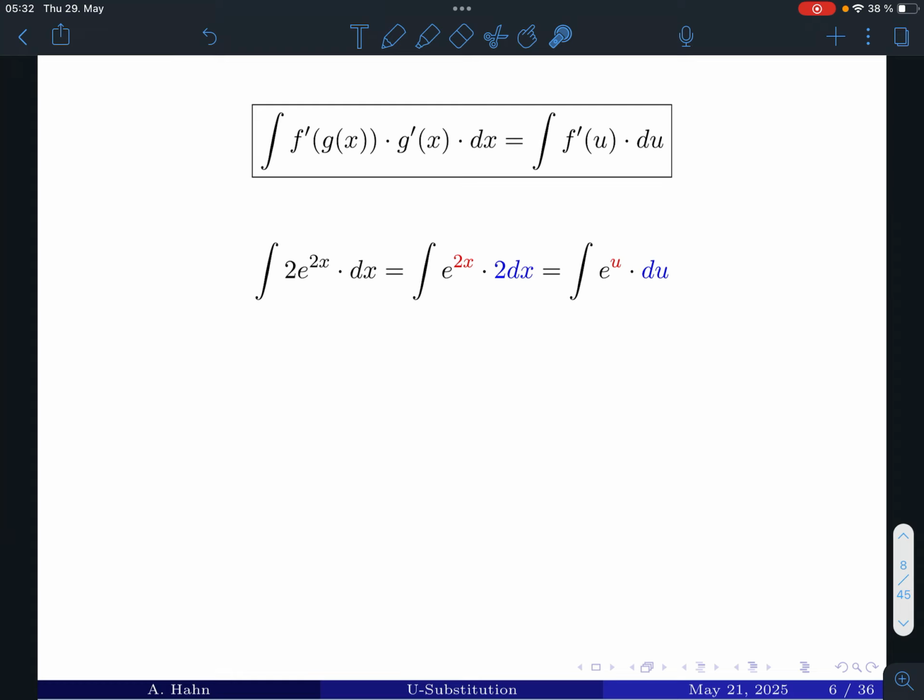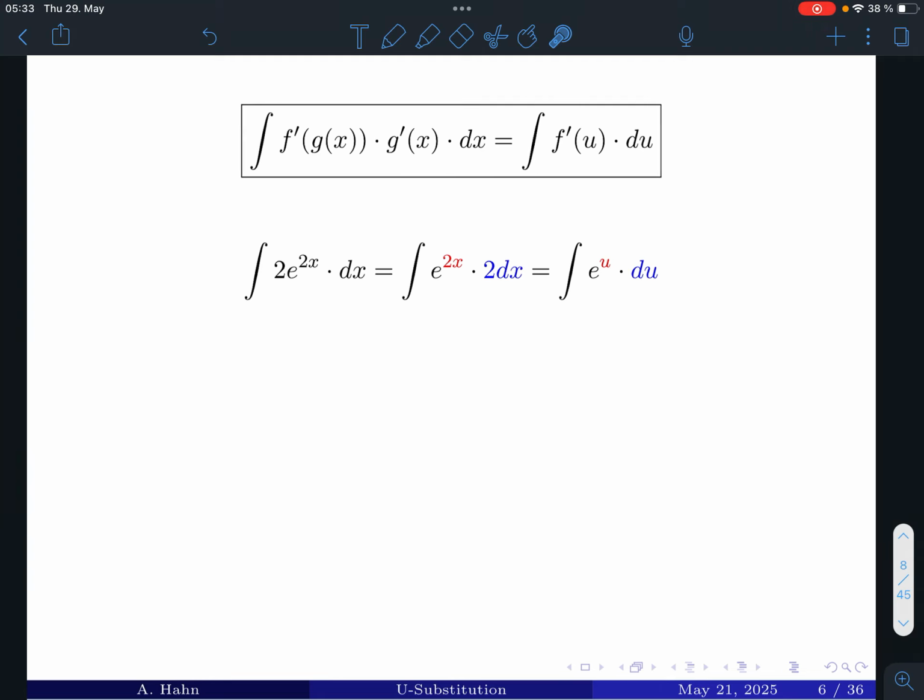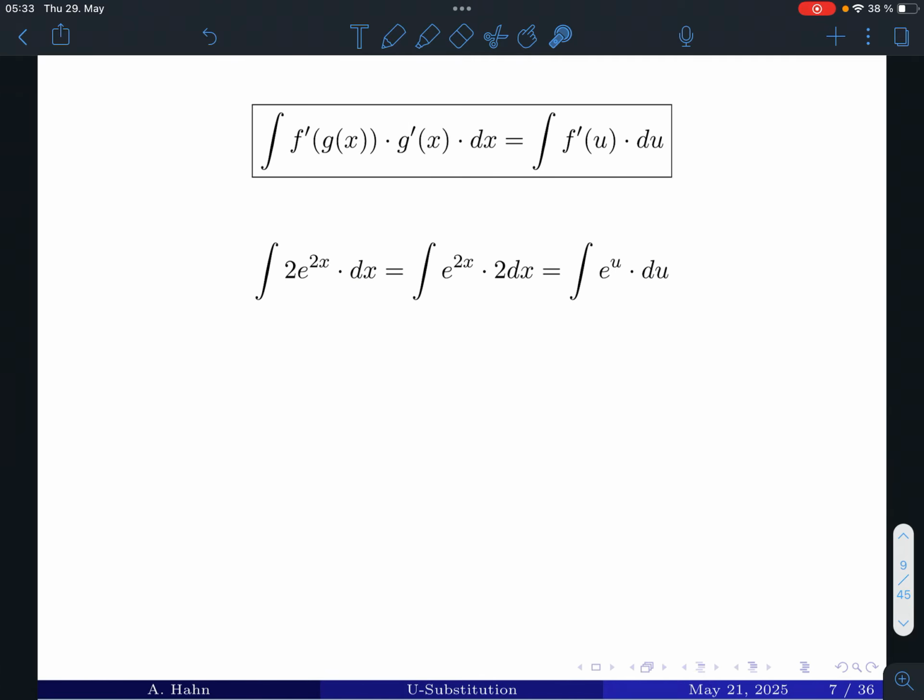And so that's what we have. I've highlighted it to make it really clear. So this is e to the u. This whole 2 dx is du. And now this integral is rather simple. This e to the u, e to any variable, is just e to that variable. So this is just going to be e to the u plus c.